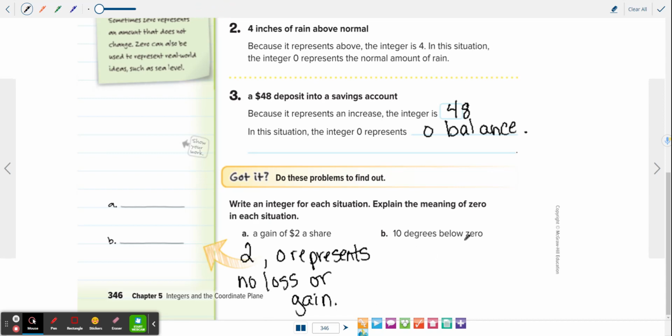Okay. 10 degrees below 0 would be negative 10, kind of like what it feels like today, right? Don't worry so much about what the 0 represents, okay? But in this case, the 0 would represent 0 degrees. Sorry, that's a little sloppy there, 0 degrees, okay?